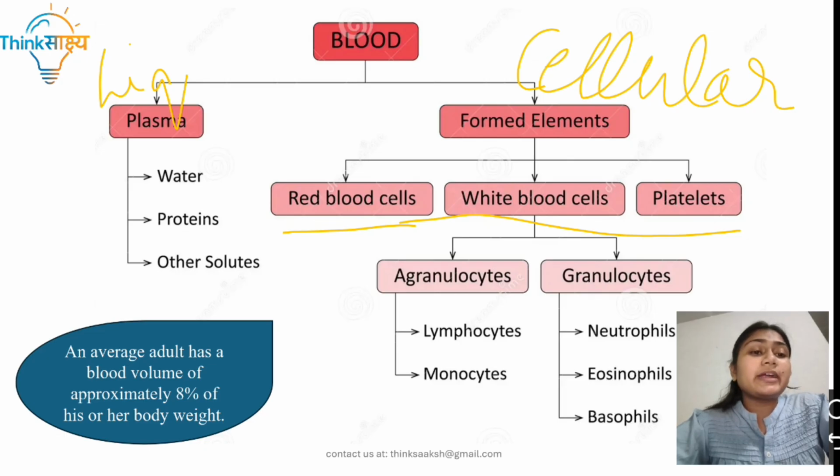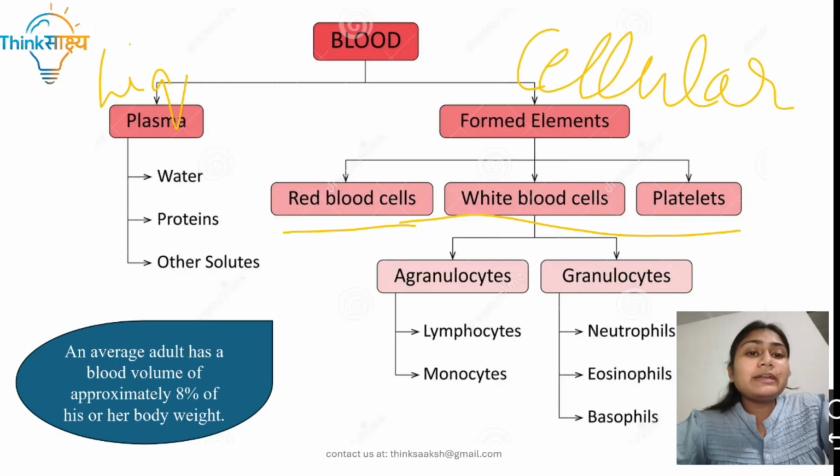These cells are divided again into agranulocytes and granulocytes. As the name suggests, granulocytes contain granules and agranulocytes do not contain any granules. Agranulocytes are again divided into lymphocytes and monocytes, and granulocytes are divided into neutrophils, eosinophils and basophils. Then the third part is platelets. These are also known as thrombocytes.